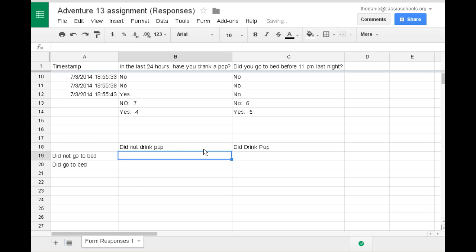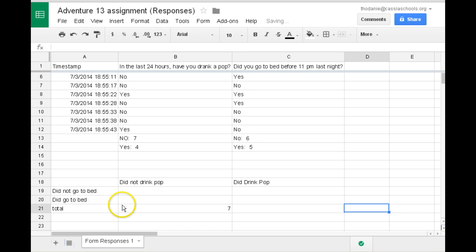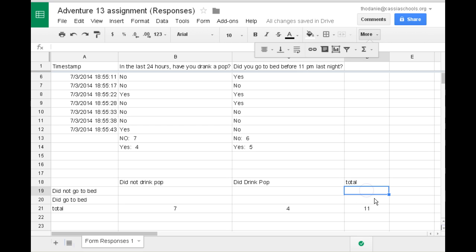So now the question is, how many did not drink pop? We know there was a total that did not drink pop. There were 7. There's 7 totals. I'm going to put total here. And I know I have 11 total responses. So there's 7 and 4, right? And let me center everything. I'm going to format this, and under more, I can do my alignment and center it, okay? All right, good. And I know that I had 6 that did not go to bed early and 5 that did.